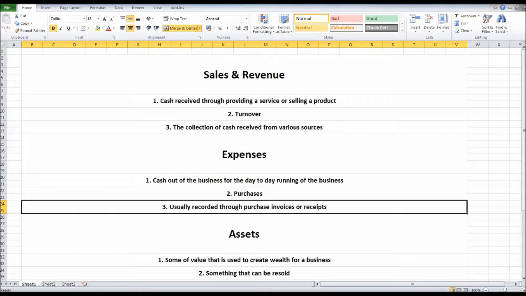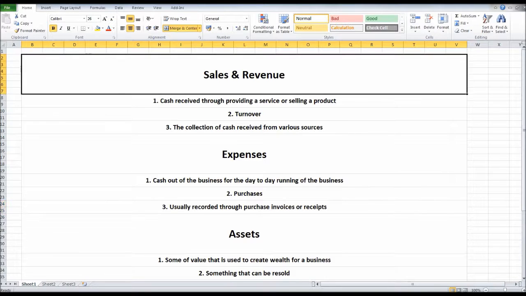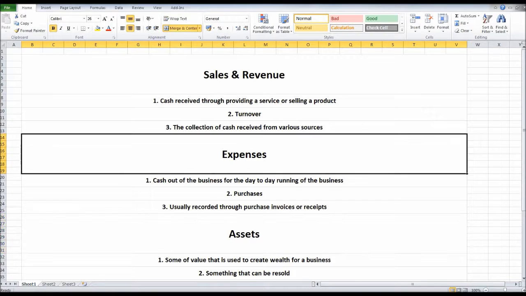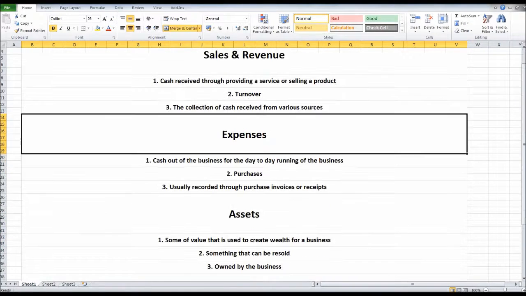Another way to look at expenses is money out of the business for consumables, things that you will use that you can't necessarily sell on, because things like stock that you are going to sell for a profit are not an expense to the business. They are actually an asset. They have some sort of monetary value that you can sell on. Expenses are usually things that are consumable and are not assets.